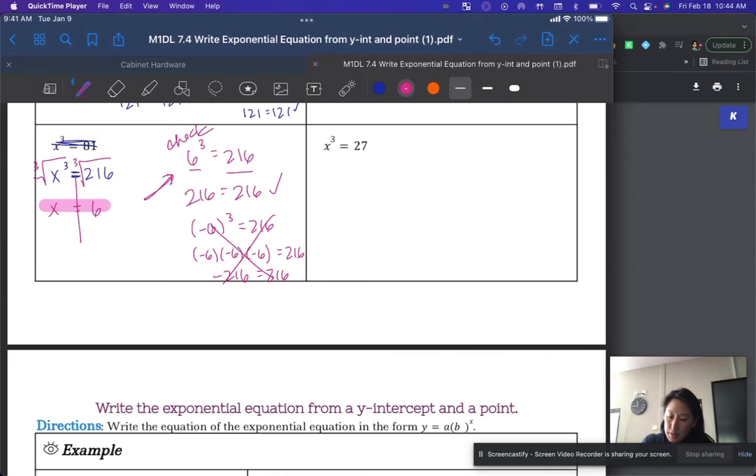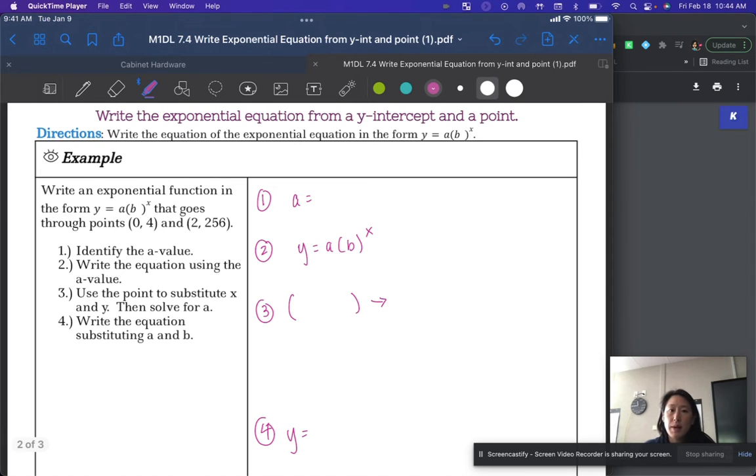All right, so this next one, go ahead and give it a try, pause the video, come back, we'll go over it. So I'm going to take the cube root, both sides, okay? The cube root of x cubed is x, and then what times what times what gives me 27, and that number is 3. So 3 times 3 is 9, times 3 gives me 27. Okay, so here we go.